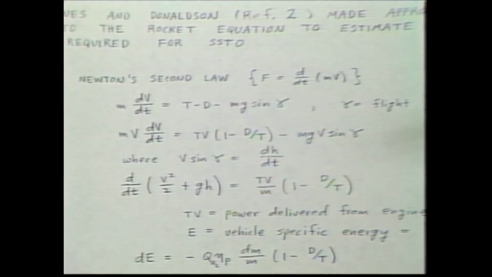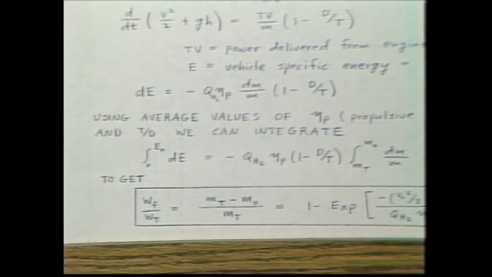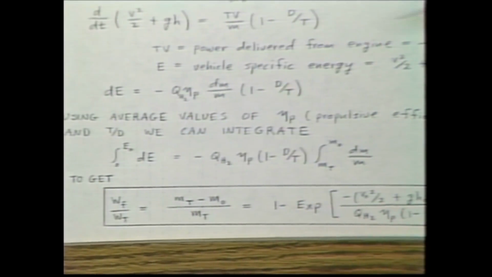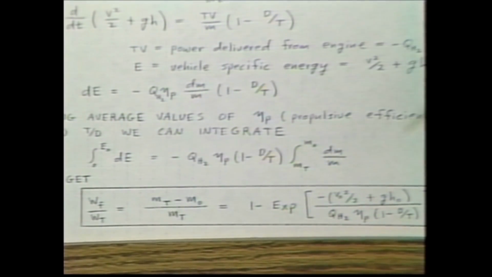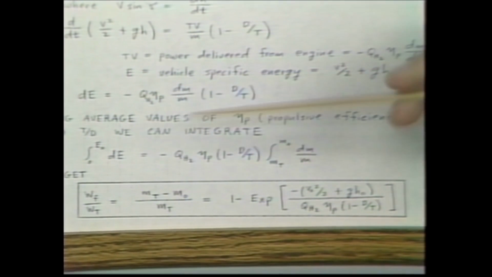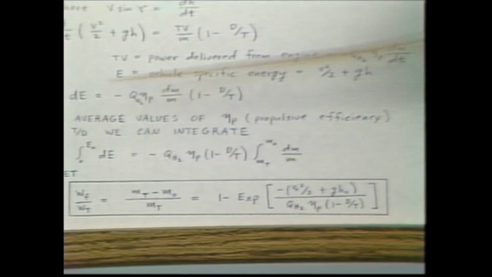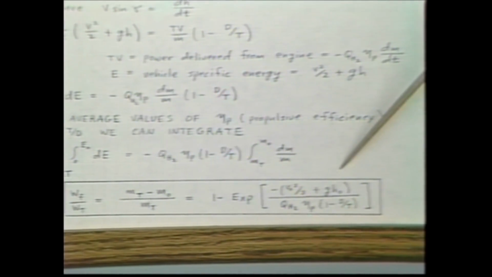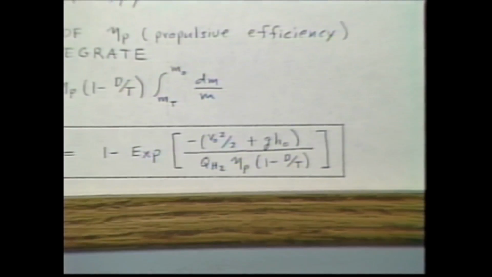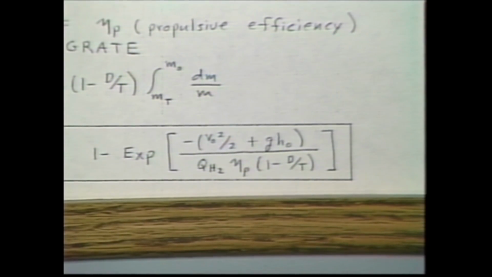Jones and Donaldson made approximations to the ISP, or the propulsive efficiency, and the thrust-to-drag ratio that allowed you to get a closed form value for the mass fraction, shown here at the bottom of the chart. Propulsive efficiency, by the way, is the ratio of power delivered to the airframe over the power or energy in the fuel.